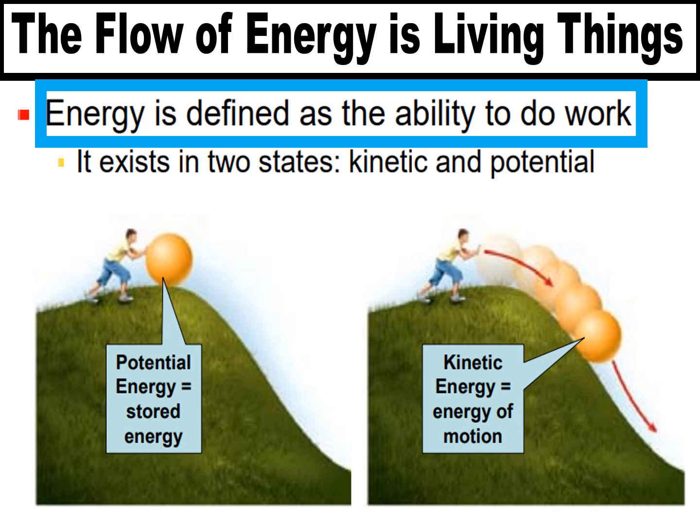In biology, energy allows a living organism to carry out the processes of life, required to sustain life. There are two major types of energy: potential energy and kinetic energy. Potential energy represents stored energy, while kinetic energy represents the energy of motion.